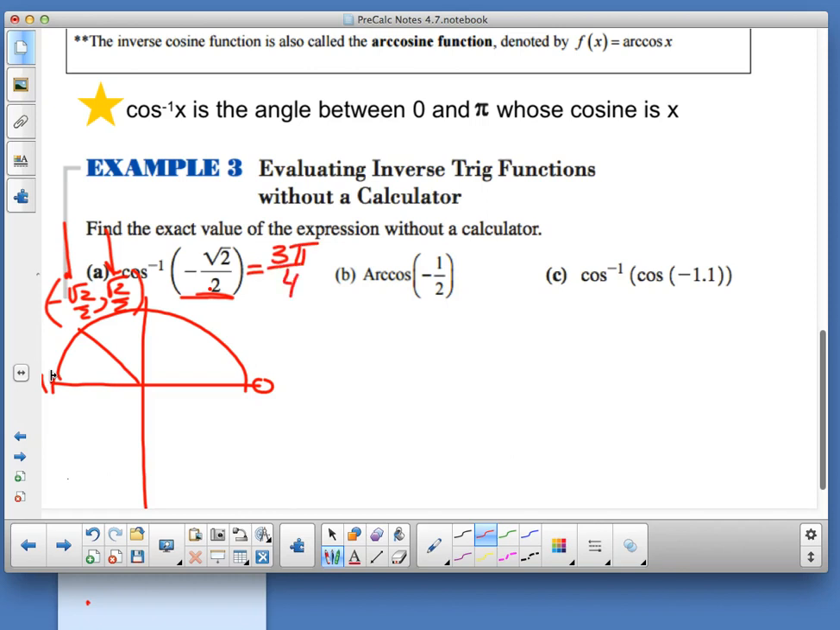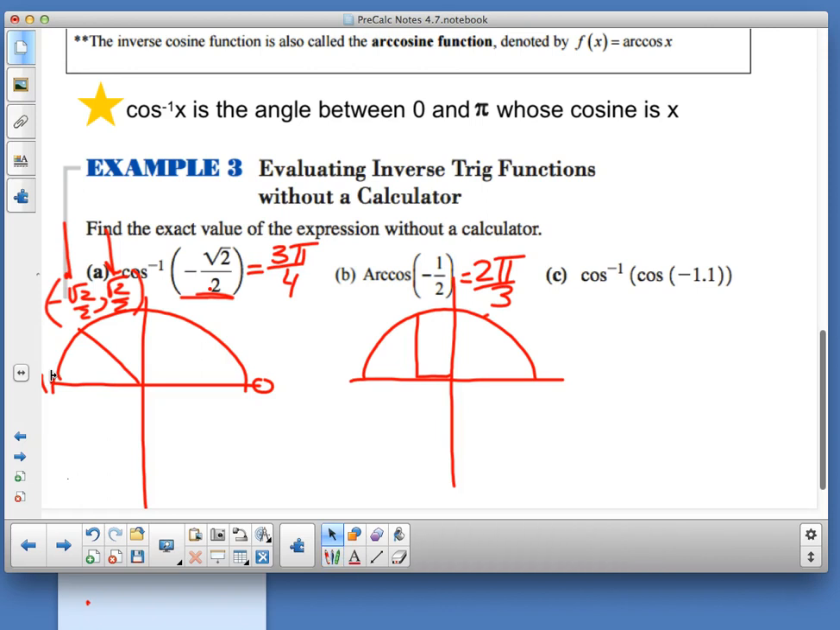Okay, now this idea of arc cos is the same as inverse cosine of negative 1 half. So if I'm looking at negative 1 half, when is cosine negative 1 half? You okay with pi over 3? Or 2 pi over 3, excuse me. Pi over 3 is over here. 2 pi over 3. We doing okay? Now, I want you to think about this next one.